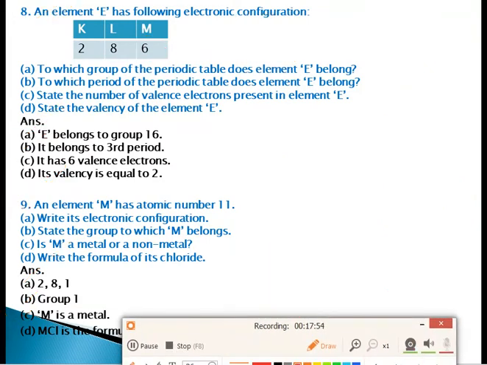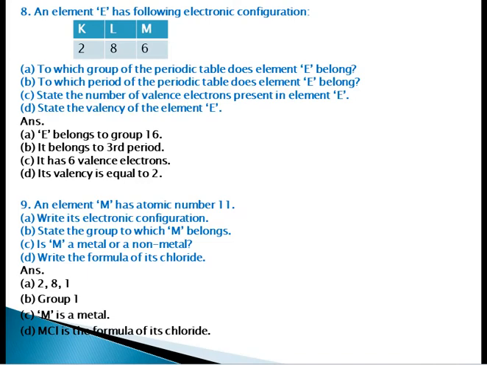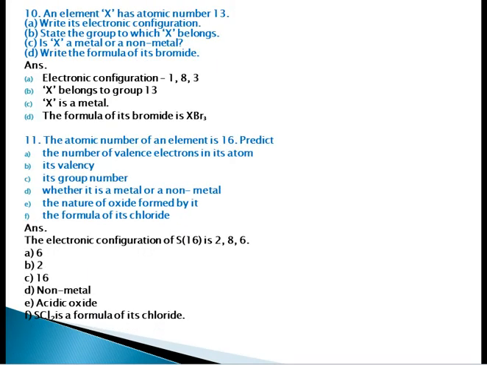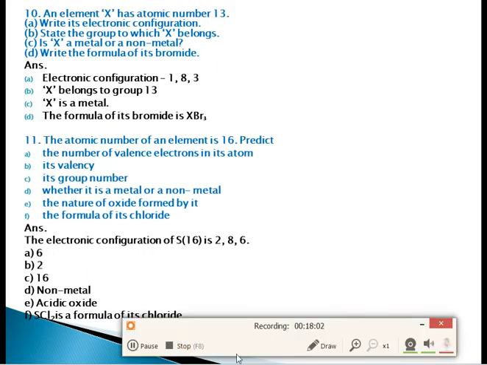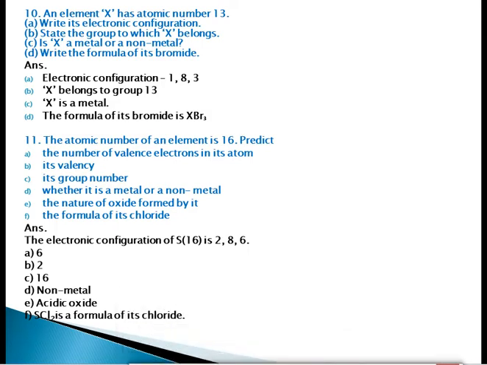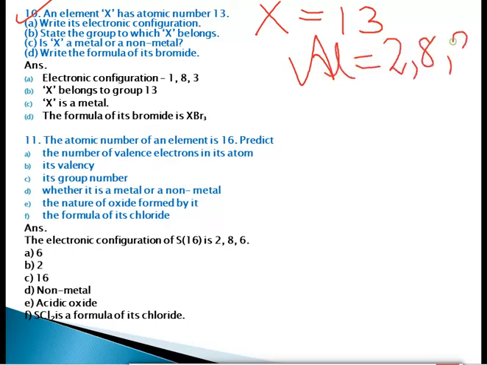So now let's discuss question number 10 and 11, the last 2 questions. Now question number 10 is, an element X has atomic number 13. Which element has atomic number 13? Aluminium. Its electronic configuration will be 2, 8 and 3. Write its electronic configuration. Sorry, 2, 8, 3 will be its electronic configuration. State the group to which X belongs. It belongs to group number 13.